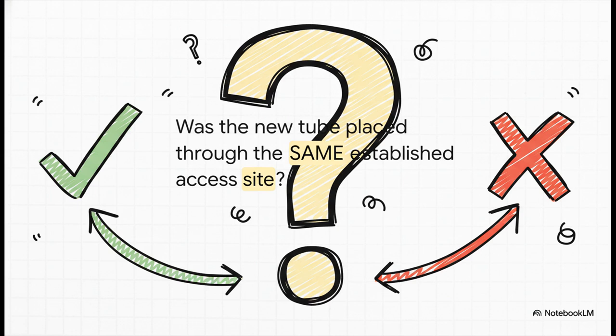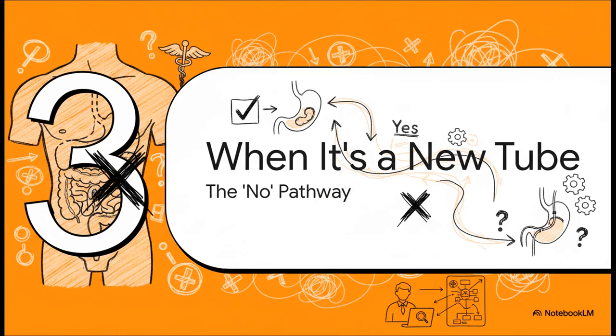A yes sends you down one coding path. A no sends you down a completely different one. So you've got to start here, always. All right, so let's follow that no path. What happens if the answer is no?